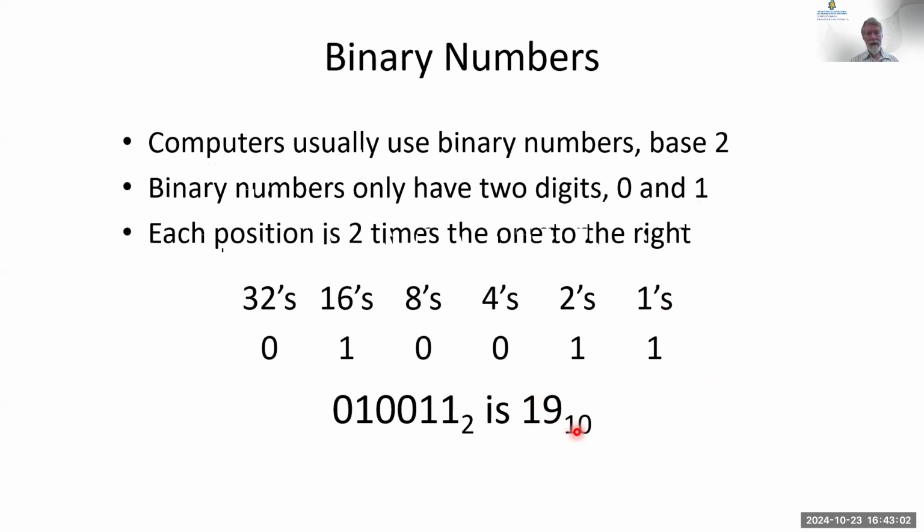And so here we have 19 in base 10 or decimal. That would be 10011. It has a 16, no eights, no fours, and then a 2 and a 1. And so it would be 010011 in 6-digit binary. So most computer systems store positive numbers very simply as a binary number. Ints, longs, characters, bytes, integers, or shorts, they're all binary numbers.